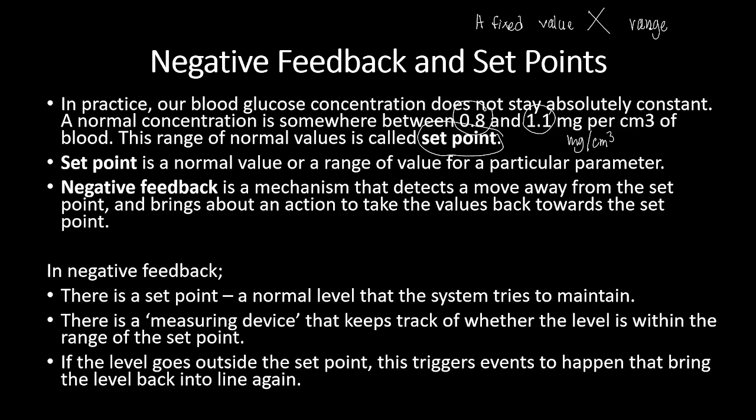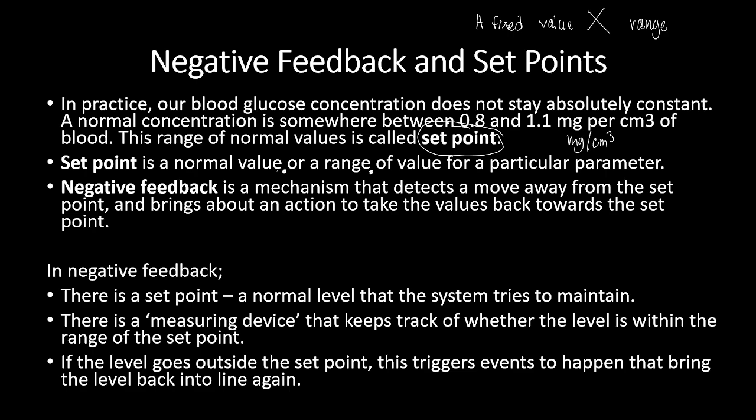It's not going to be just, okay, I have 1 milligram per centimeter cube of blood. Glucose concentration in the blood varies in everybody, and the normal values that it should be within are 0.8 and 1.1. And these values are called set points, essentially. So set point is a normal value or a range of values. Now we say normal value because when you look at thermoregulation, the body needs 37 degrees Celsius, and over here it's a range. That's why you say value or range of values for a particular parameter.